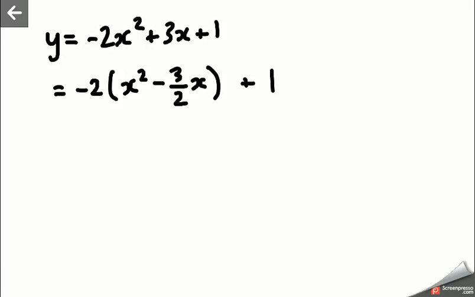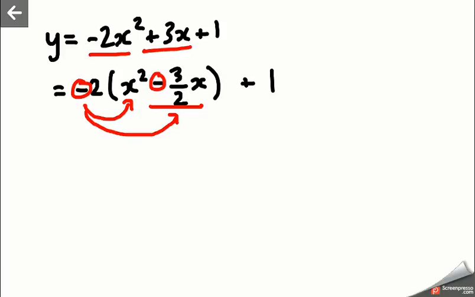And we'll double check that everything works out the way it should. We got -2 times x squared is -2x squared, good. And then -2 times -3 over 2x. Well, these two negatives cancel out and we get positive 3x. So that's exactly what we wanted. Okay, good. So we haven't messed it up so far.